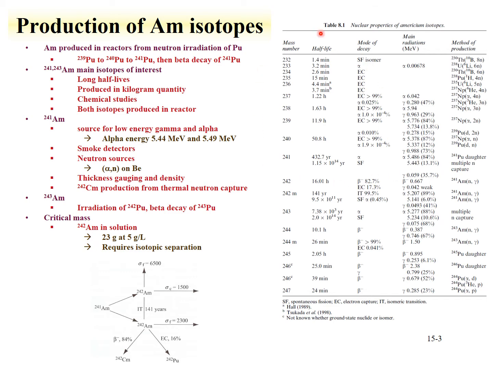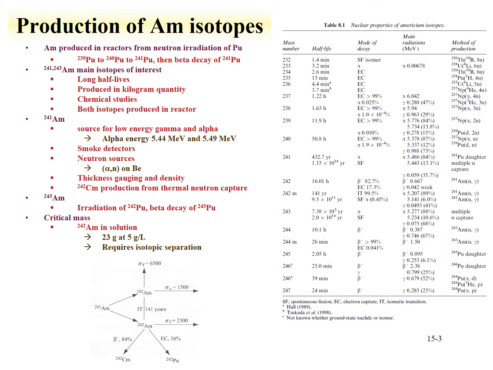The half-life of the 241 being 432 years, the half-life of the 243 being 7,380 years. There are some uses for americium. Americium-241 is used in smoke detectors. This is due to the alpha decay.